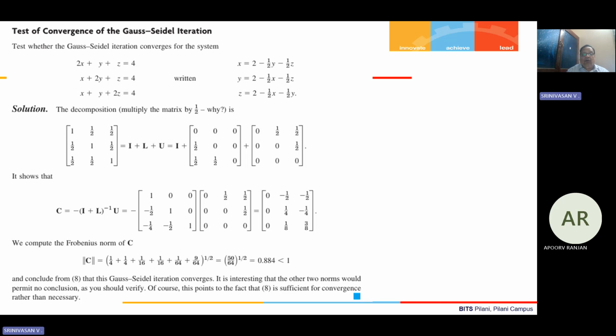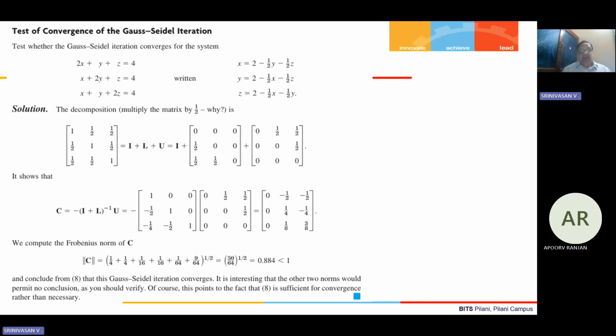This sum is 0. This sum is 7 by 8. And this sum is 9 by 8, which is the maximum, 9 by 8, which is greater than 1. And if you take norm C suffix infinity, the maximum of row sum, I get 1, half, half. So what is the maximum? 1. It should strictly be less than 1, not greater than or equal to 1. So the other two norms give no conclusions.